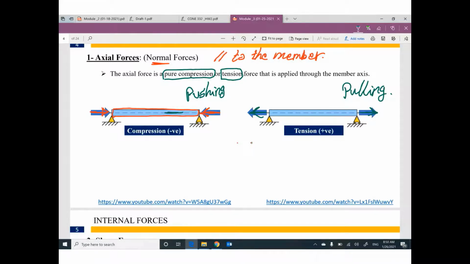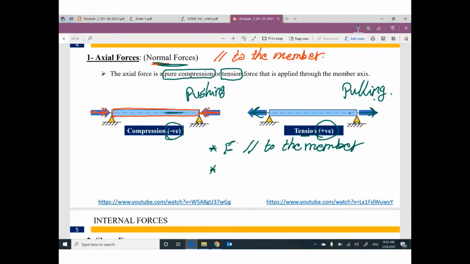If the force is pushing, it's compression, it's negative. If the force is pulling, it's tension, which is positive. So we learned two concepts here. The force will be considered to cause axial force, or sometimes called normal force, if this force is parallel to the member.